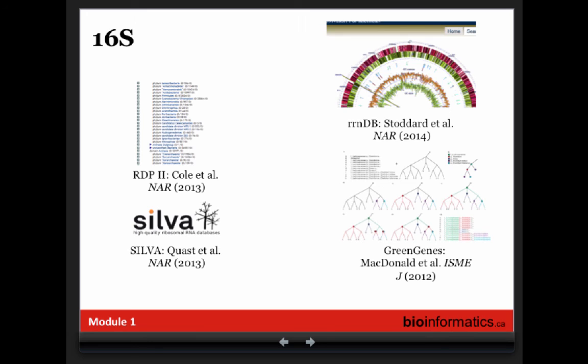But some people argue, especially Pat Schloss, the developer of mothur, is really against Greengenes, saying that it doesn't give as good an alignment as Silva. So mothur by default uses Silva, and QIIME by default uses Greengenes.